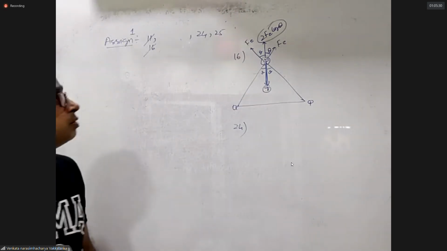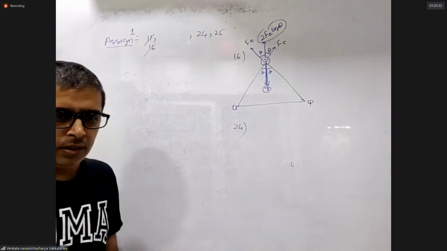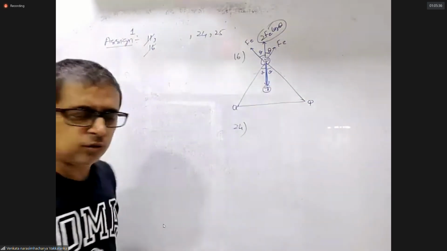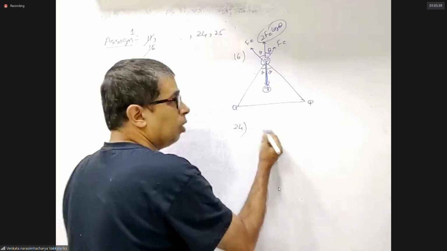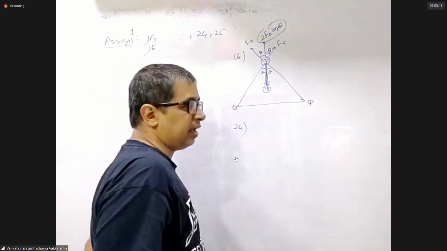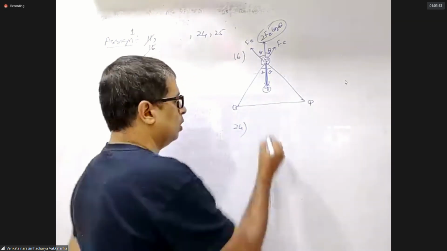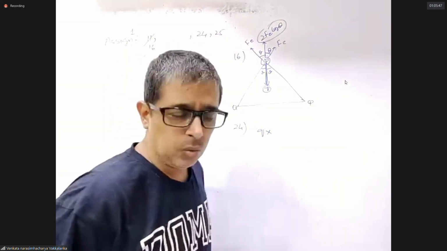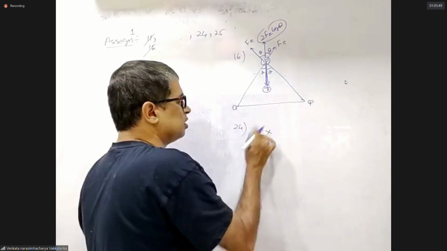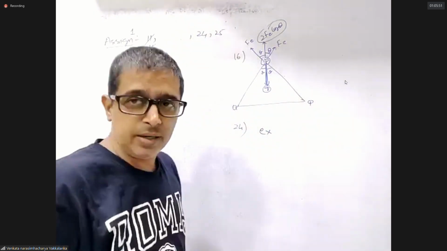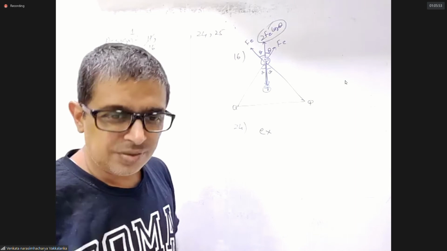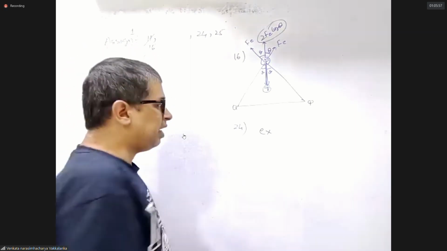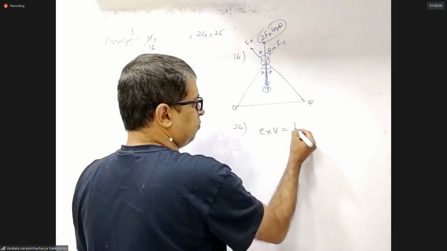Twenty-four. A proton, deuteron and alpha particle are accelerated through a potential difference of V. What is the charge of a proton? The charge of a proton is plus e. Agree? Accelerated through a potential difference of V.